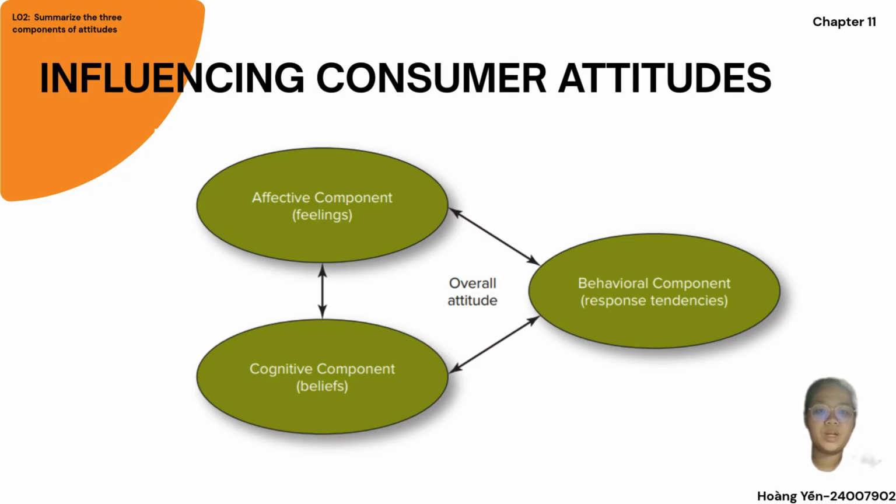For example, a consumer may believe a brand is high quality (cognitive), but if they feel poorly or annoyed by its advertising (affective), they may not intend to buy it (behavioral). So this lack of component consistency weakens attitude strength and predictability. Therefore, effective marketing strategy aims to align belief, emotion, and action to create stronger and more stable consumer attitudes.